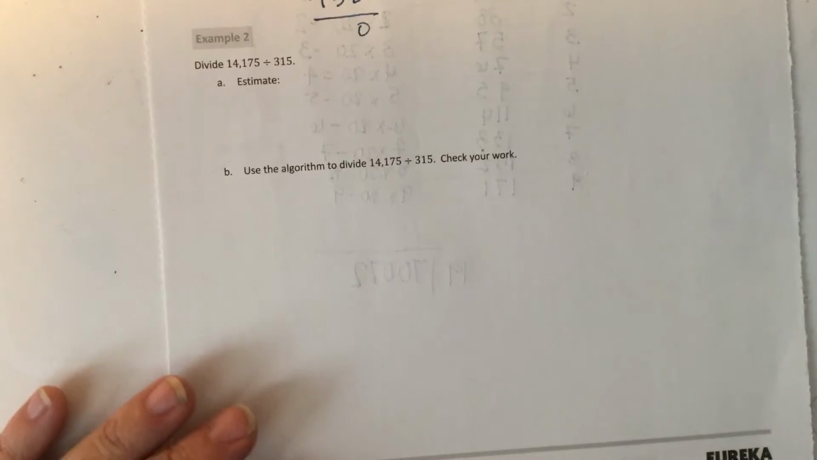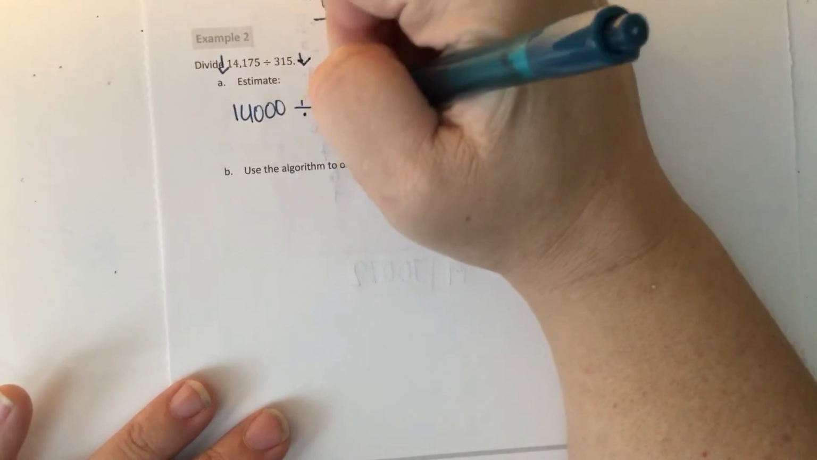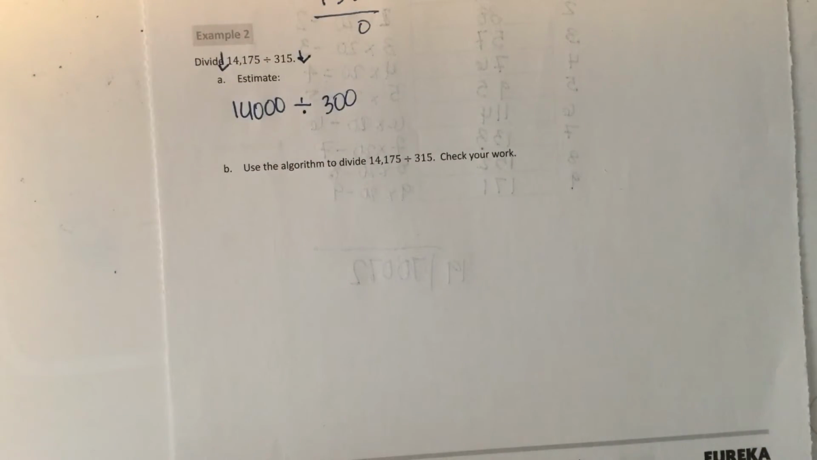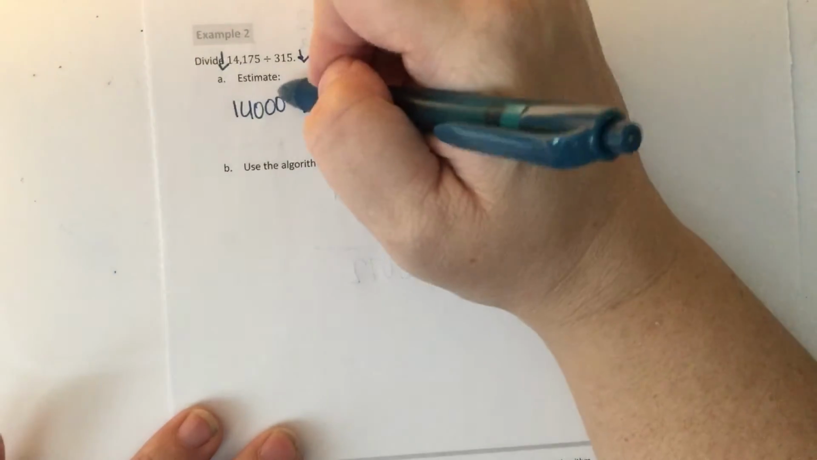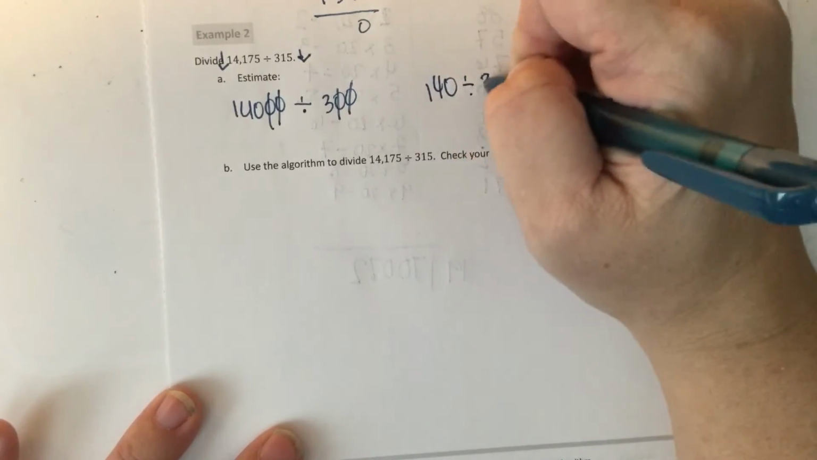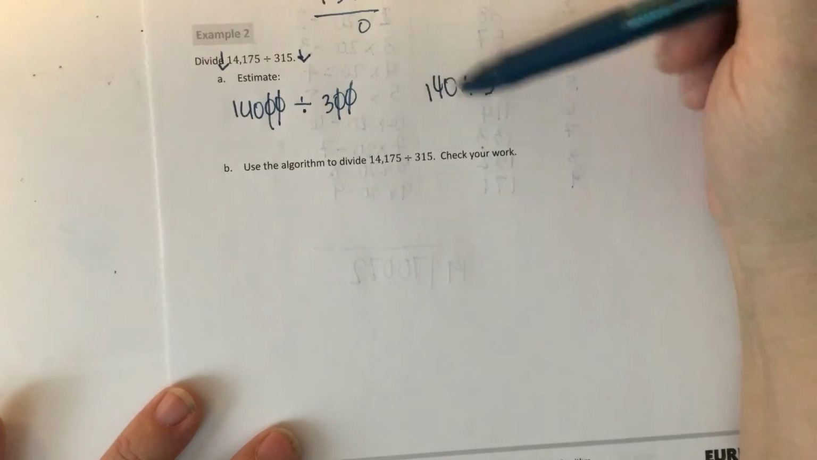Estimation. I'm going to go down with 14,000 divided by, I'm going to go down again to 300. This is not going to be a nice number. So I know that I can cross out my 2 zeros, right? So then it becomes 140 divided by 3. Okay, let's think about this. This is a hard mental math one.